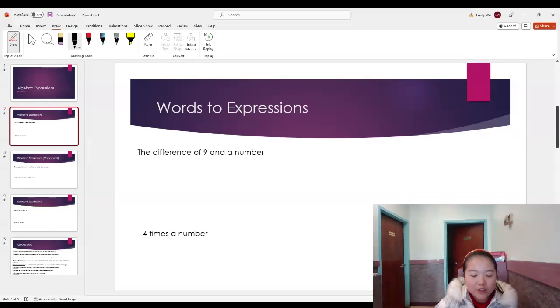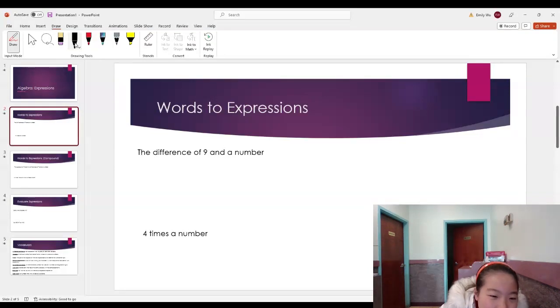First we have to learn about words to expressions and how we do it. I'm going to show you two examples so you can try on your own. I'll do one example and then you'll do the next one by yourself. The first one is: the difference of 9 and a number.